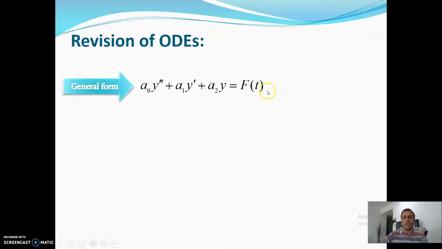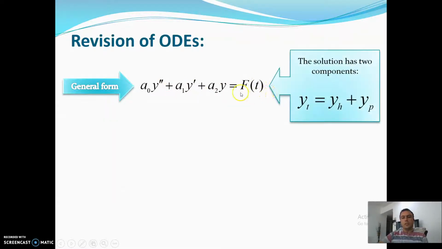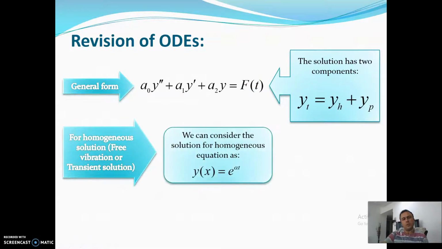As I told you, f(t) is the non-homogeneous term. So according to this f(t), we will have two different solutions. The first one is the homogeneous solution when we consider that f(t) is equal to 0, and the second solution is the particular response, which is related to f(t), and its form directly depends on the form of the f(t) function. Okay, so first we find the homogeneous response, or as I told you, free vibration response, or transient solution, as we call it in vibration.